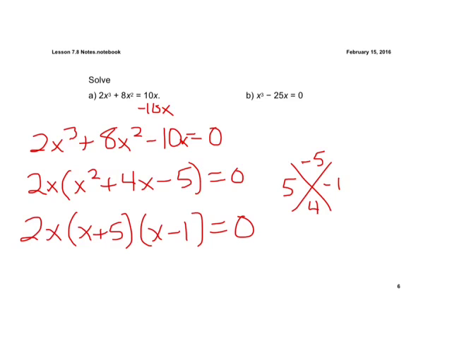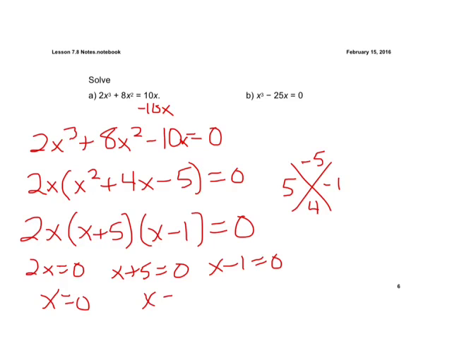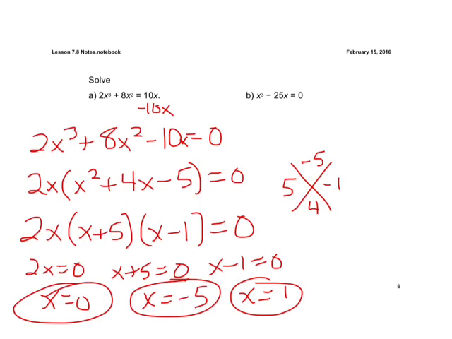Now we need to set each one of these equal to 0 and solve. We have 2x equals 0. We have x plus 5 equals 0. We have x minus 1 equals 0. Using our zero product property, we have to solve for x on all of these. So we see on this first one, x is going to equal 0, x is going to equal negative 5, and x is going to equal 1. Okay, we actually have 3 separate answers there.